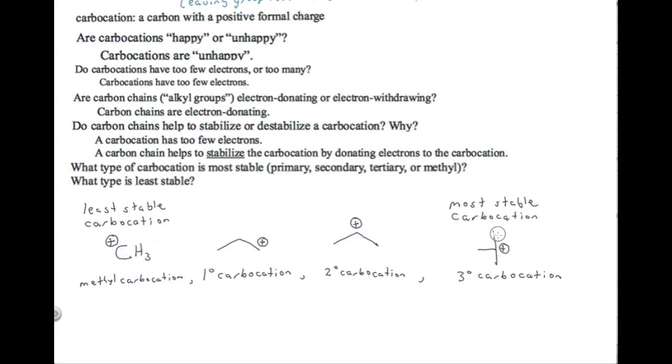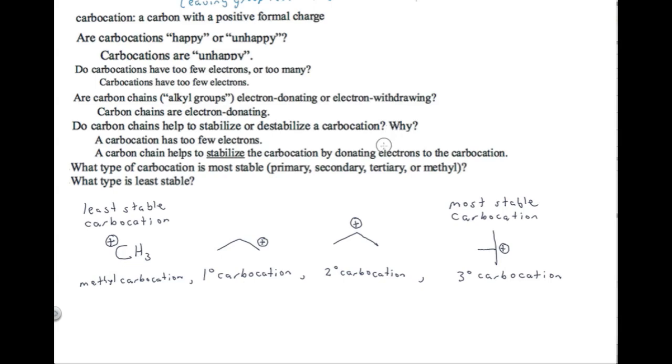Now, when we say that these carbon chains are electron donating, remember that this, say, is a methyl group. A methyl group has a cloud of electrons, and that cloud of electrons is going to spread slightly in the direction of the positive charge, helping to stabilize this positive formal charge. This methyl group has another cloud of electrons, which will again spread slightly in the direction of this positive charge. Again, the electron cloud around this methyl group will spread slightly towards the positive charge and help to stabilize it.